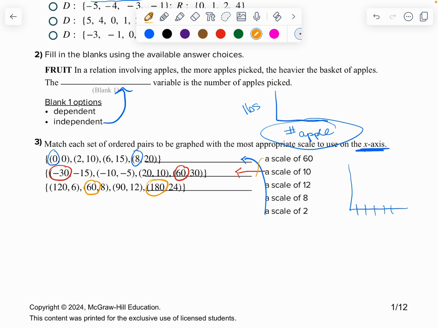I might go by 60s, or actually I might even go by 12s. I think I would do either one of those. Because if I went up by 12s, I would go over 10 tick marks. If I went up by 60, I would only have 3 tick marks. So I would go with either one of those. I kind of like the scale by 12, even though 12 doesn't go into 90 evenly. I still might like the scale factor of 12 better.